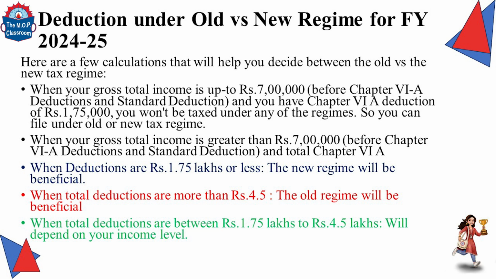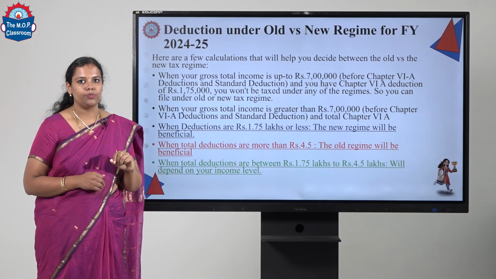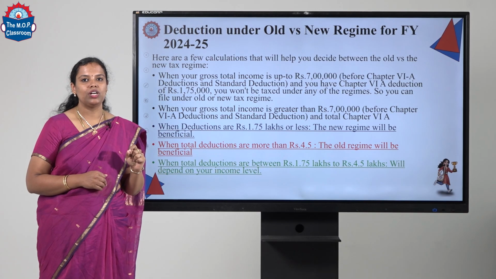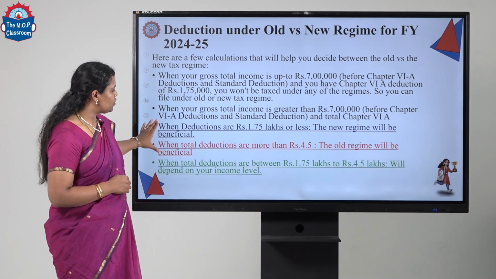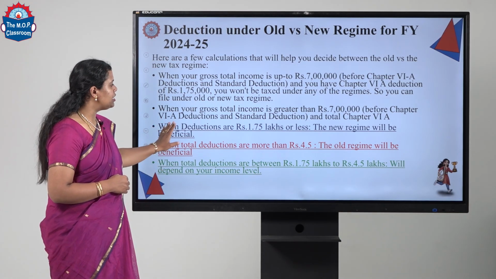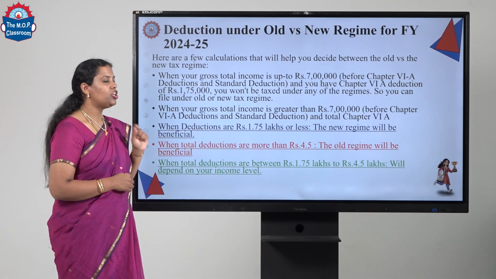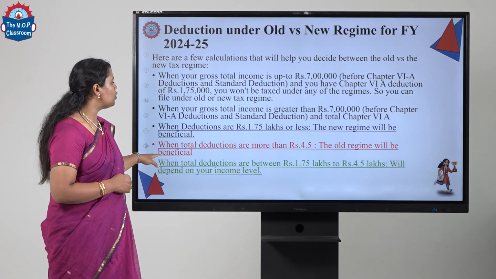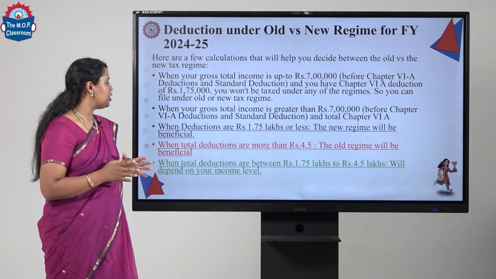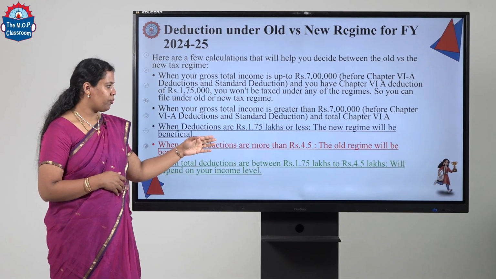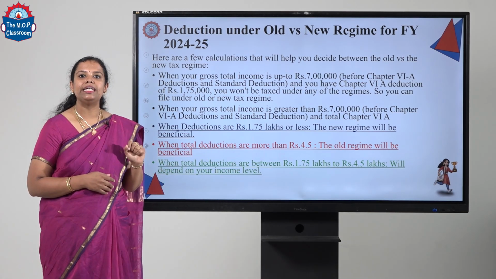So the deduction under old and new tax regime for the financial year 24-25. So as we discussed, the chapter 6A deduction is not applicable for the new tax regime. Only a certain part of it is taken into consideration, certain part of it is taken into nil consideration. So these are the three situations here. When the deductions are 1.75 lakhs or less, the new tax regime is going to be beneficial. When the old tax deduction is 4.5, then the old regime will be beneficial. So when the total deductions are between 1.75 to 4.5, we will depend on what is the better income level.